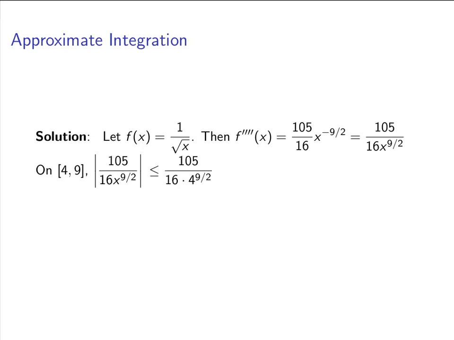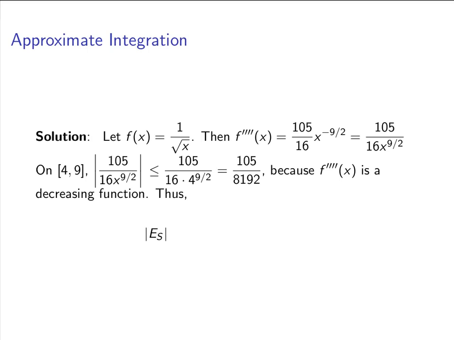Now, as it turns out, this expression is decreasing on the interval from 4 to 9. So if we just plug in the left endpoint, then we'll get an upper bound. So that's 105 over 16 times 4 to the 9 halves. Now, fortunately, 4 to the 9 halves can be computed exactly, very easily. And so what we end up with is the expression 105 over 8192. Okay, so we have a nice upper bound on the absolute value of the fourth derivative of f. And again, this is all because f quadruple prime of x is a decreasing function, at least on the interval from 4 to 9.